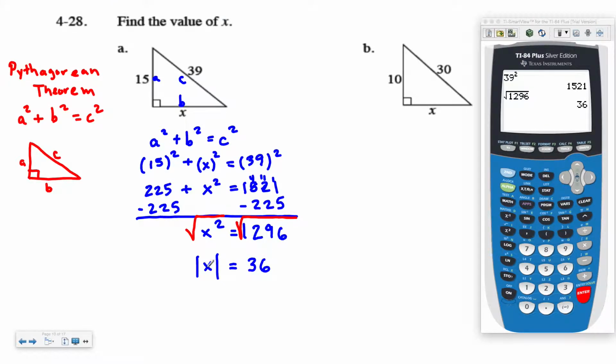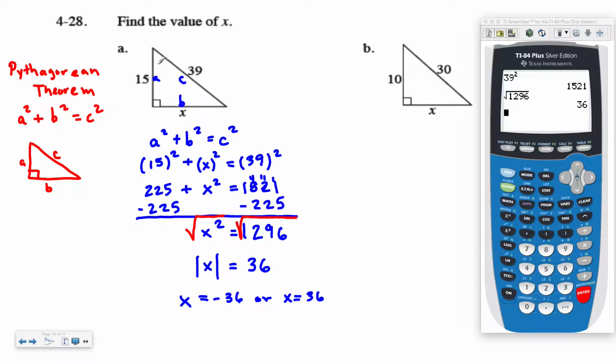Now, what two numbers are 36 units away from 0? Well, you should end up with x can equal negative 36 or x equals positive 36. And the reason that works here, if we think about it, is that if you take a negative 36 and square it, you get 1,296. And if you take a positive 36 and square it, you get 1,296.